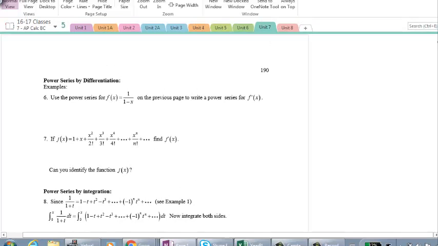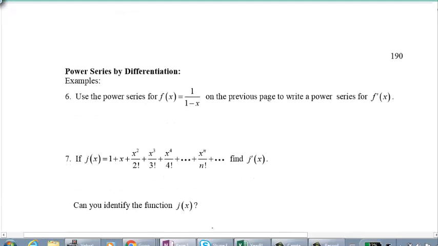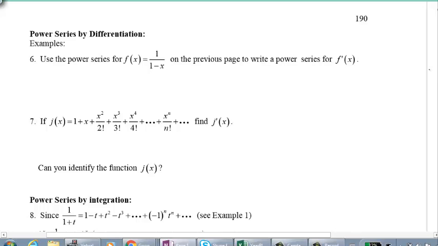We can also create power series by differentiation. Yes, by taking derivatives. So now, once again, I'm going to ask you to use the power series for f of x being 1 over 1 minus x. And using that from the previous page, I believe that was the first one we did right at the top, I want you to write a power series for its derivative. So once again, from before, I know that f of x, which equals 1 over 1 minus x, is equivalent to 1 plus x plus x squared, plus, and so on.